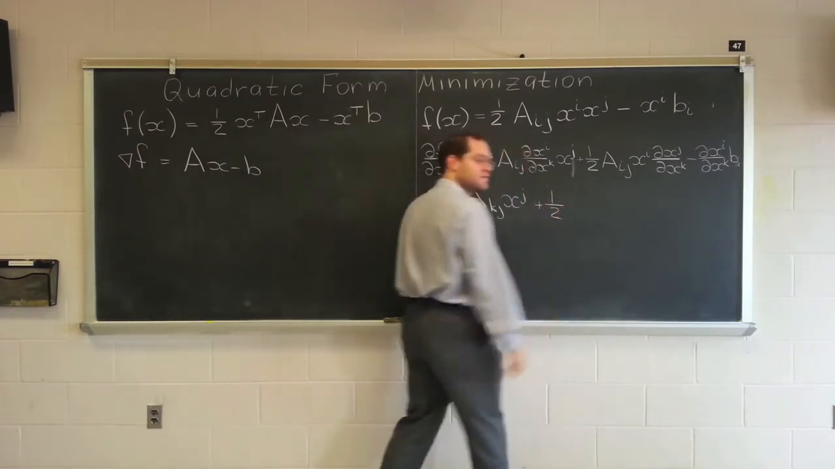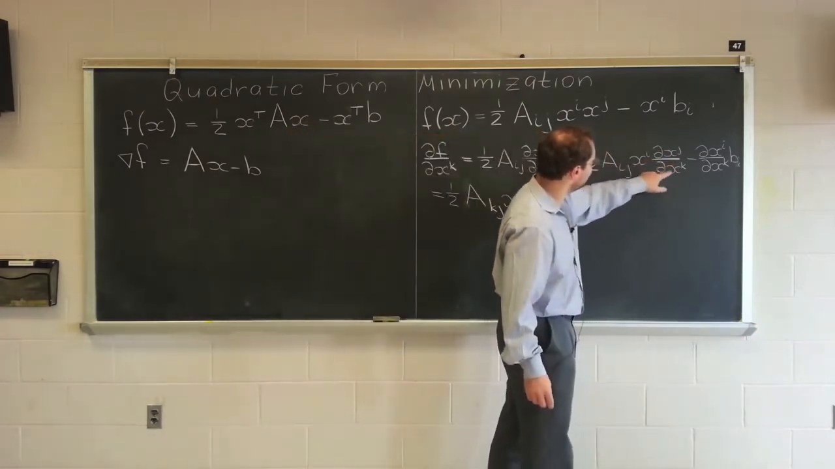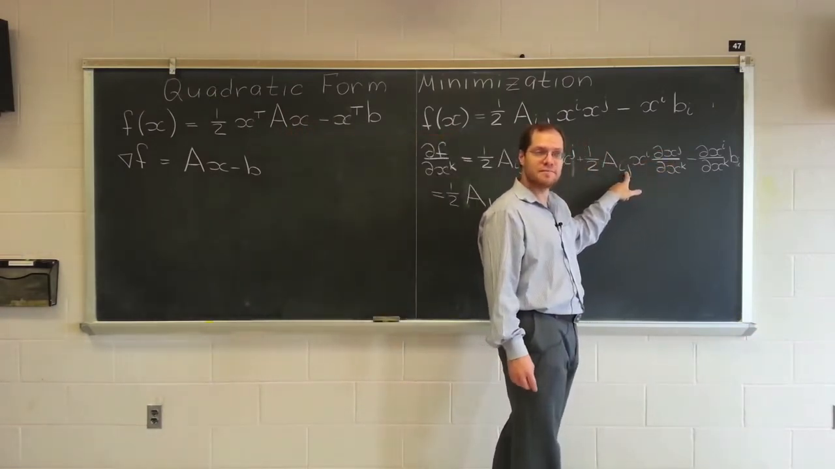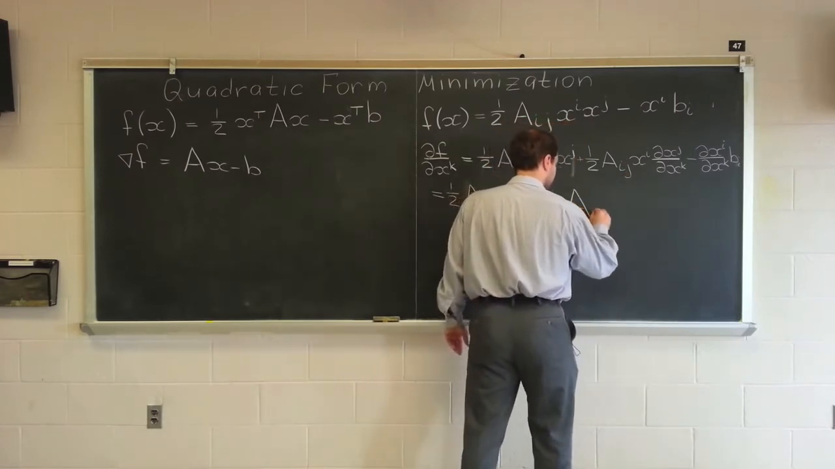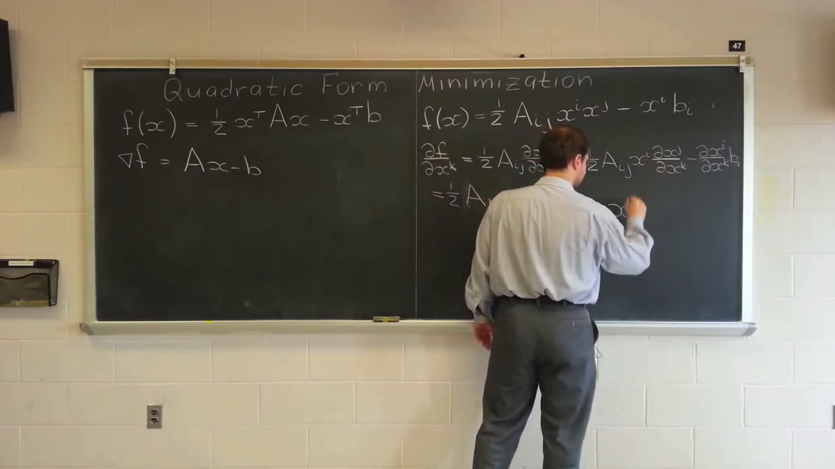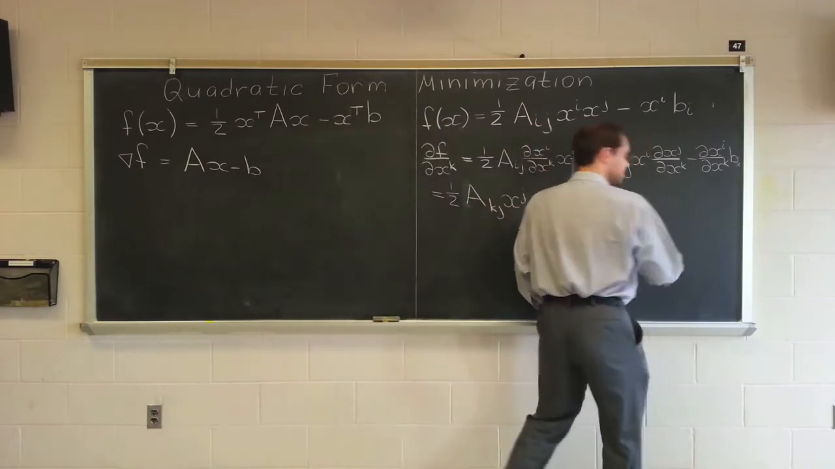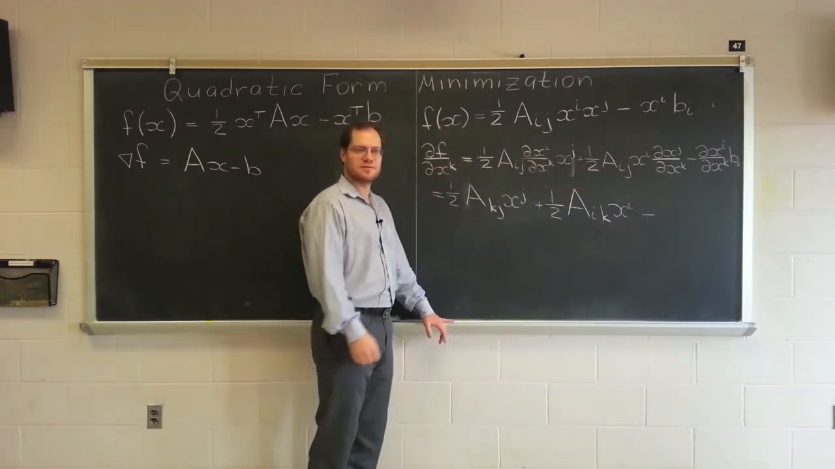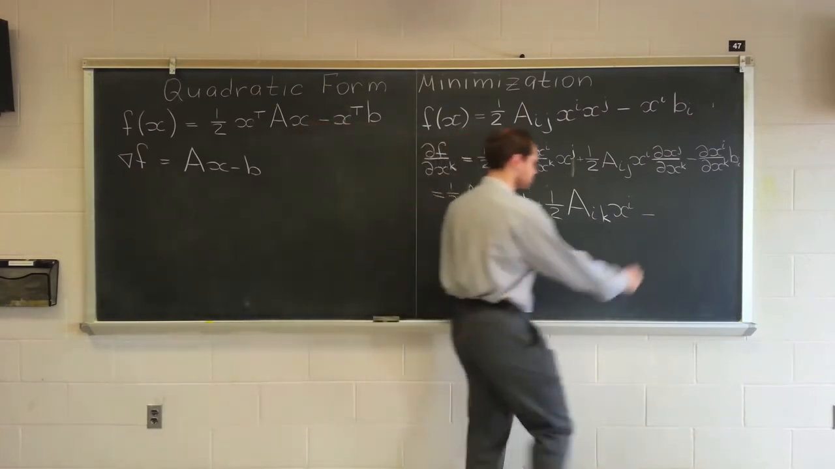Plus 1/2 a i, so this will be delta jk. j will be renamed into k. So it's 1/2 a i k x i minus, somebody else tell me what's that term going to simplify to? b k.